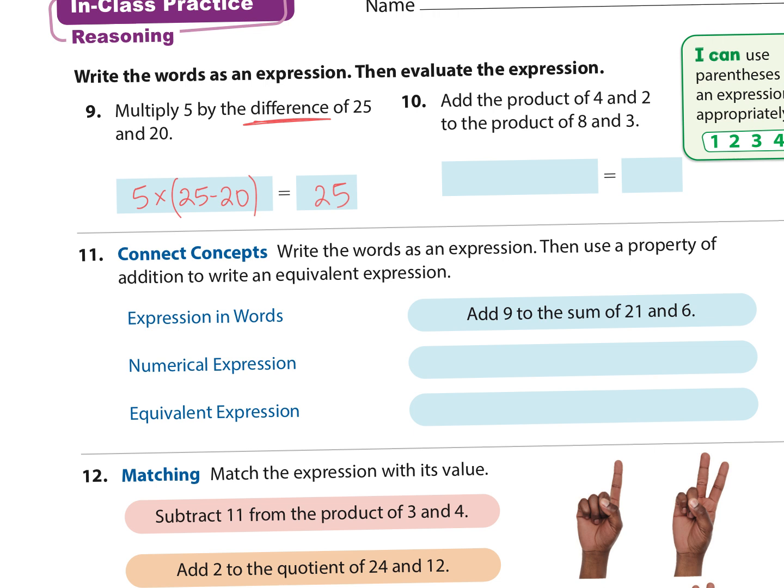Add the product of 4 and 2. What does product mean? Answer to a multiplication problem. Yep, answer to a multiplication problem. So that means I have 4 times 2, and it tells me to add. I'm adding that to the product of 8 times 3.